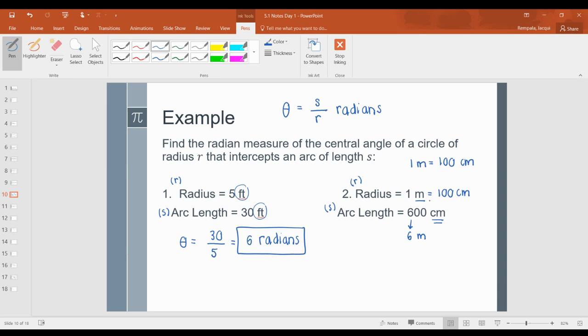If I stick with centimeters to find my theta, I want arc length, which is 600 centimeters, over the radius, which is 100 centimeters. When I divide, this gives me 6. Just like if I had used 6 and 1, we're still talking about this theta in terms of radians. I do want to point out that both my answers are 6, but that doesn't mean every single time you're going to get the number 6. Just be aware of that. But it is super important that you understand the units have to be the same in order to complete these problems.